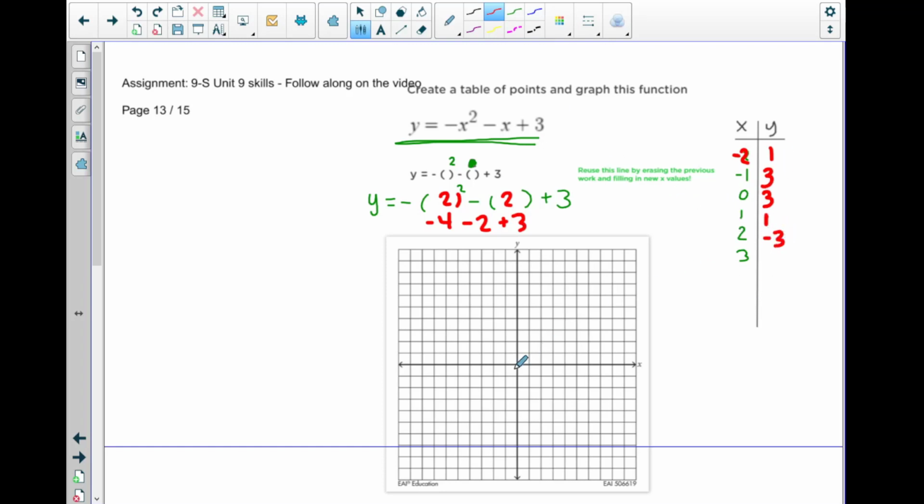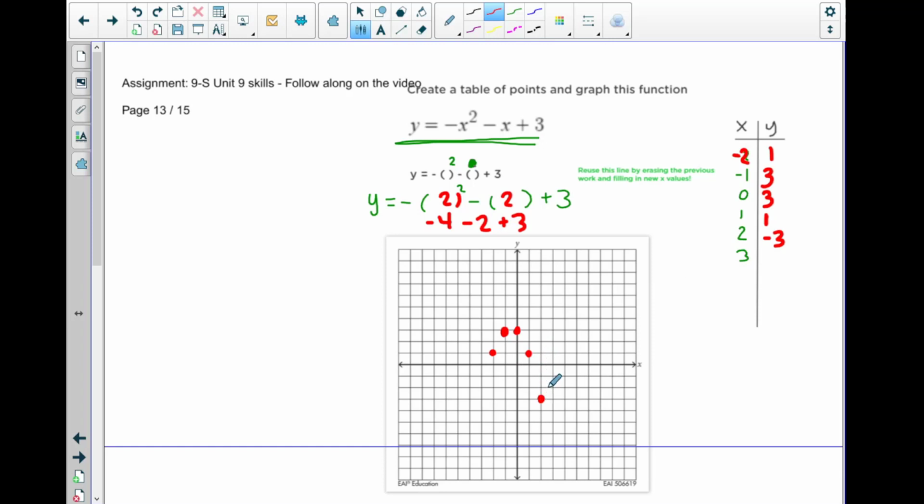I usually try to do 5. Let's plot all these points. So negative 2, 1. Oops, I messed up, sorry. So negative 2, 2 left, up 1, negative 2, 1. Negative 1, 3. 0, 3. And 1, 1. And 2, negative 3, right? So 2, negative 3, 1, 2, 3.